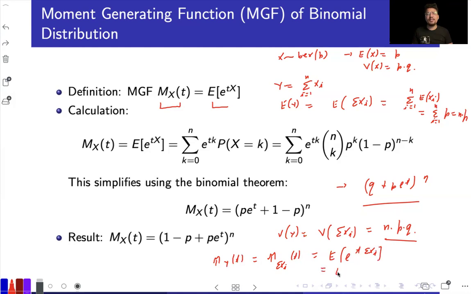Okay, simply expand: expectation of e raised to the power t(x1 + ... + xn). Then apply the independence property. They follow the same distribution, so the individual parts x1, x2, and xn follow the Bernoulli distribution. We can make use of that and get q + p e^t for each one, and we are multiplying them. That is constant, so it will be raised to the power n. That's how we can get the expected value, the variance, and the MGF for the binomial distribution.